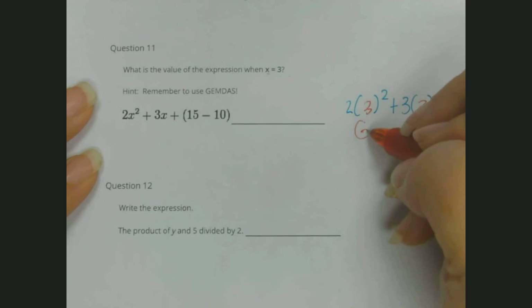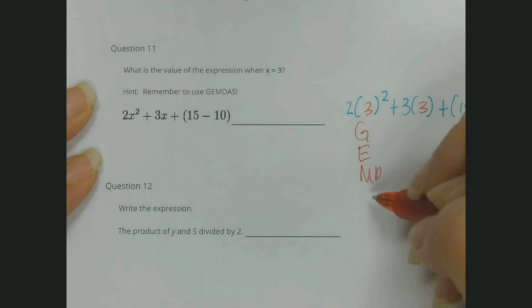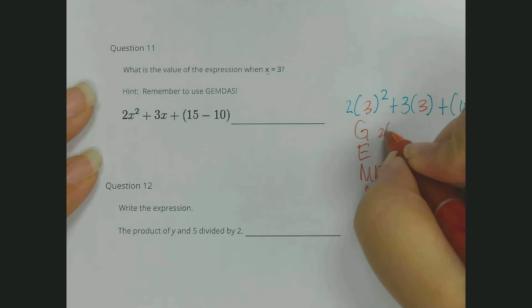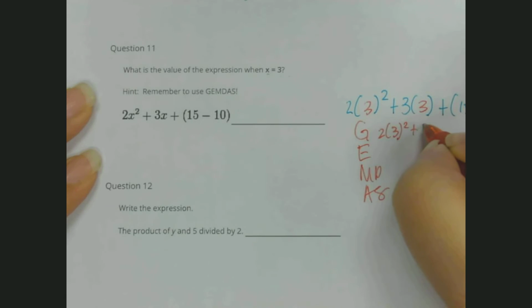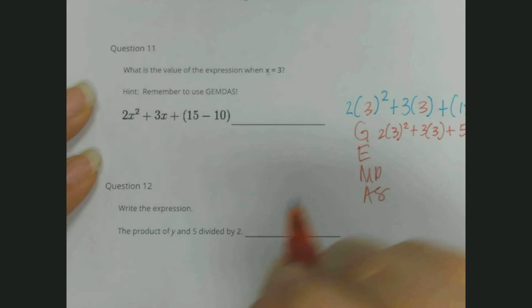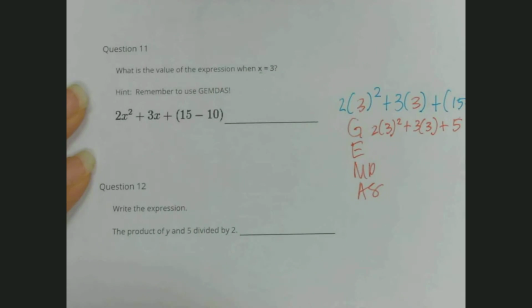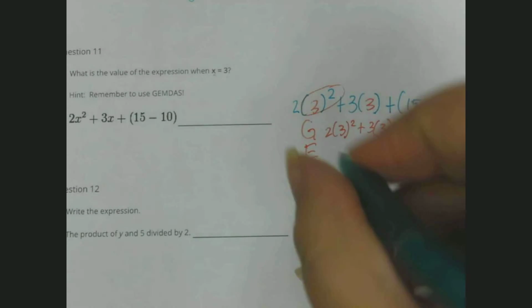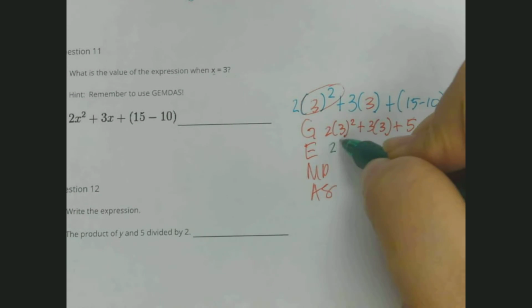Now, follow GEMDAS. Grouping symbols right here, 15 minus 10. So I'm going to keep these all the same. 15 minus 10 is 5. So now my grouping symbol, done. Okay, next we've got the exponent. I've got this one right here. 3 squared. 3 squared is 9, right? So it's going to be 2 times 9.